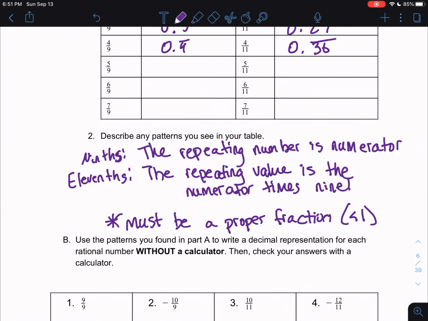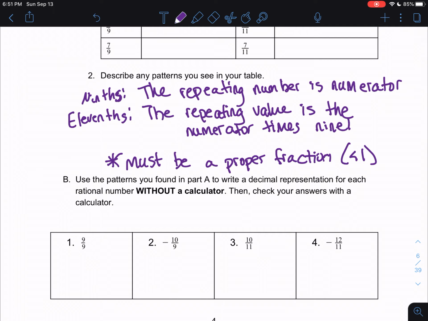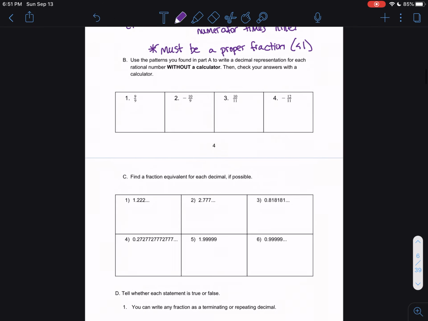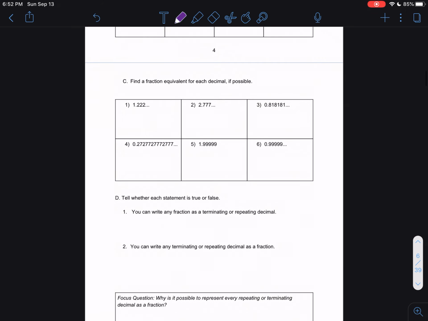Okay, so in part B, you are going to use the patterns you found in part A to write a decimal representation for each rational number without a calculator. Then I want you to check those answers. All right? And then we're going to move on to part C as well at the same time. So then in part C, you're going to find a fraction equivalence for each decimal, if possible. Just be aware of what you see. So using those patterns, you're going to do parts B and C. And then for part D, you're going to just tell me if those items are true or false, and then we'll come back together.